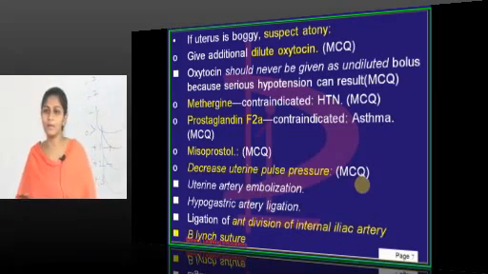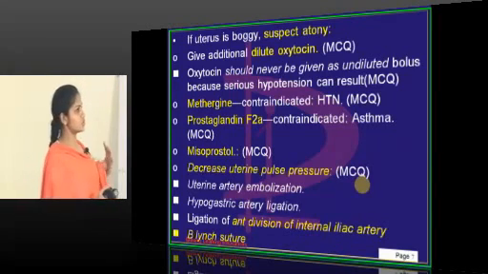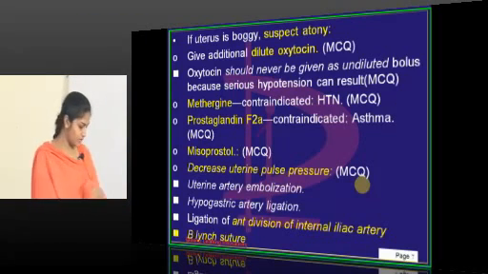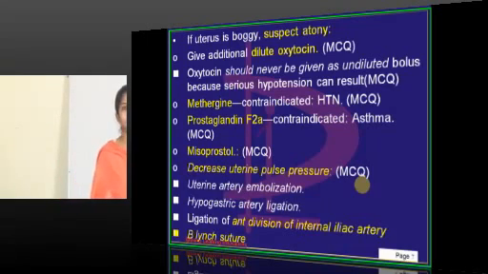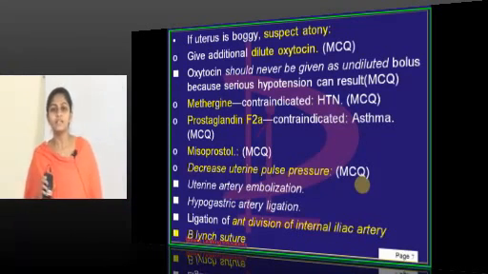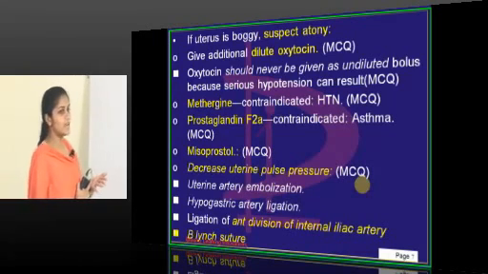Active management, what do you mean by active management? One is oxytocin. Prophylactically, oxytocin is given. It is not given only after the patient lands in PPH; oxytocin is given even before the patient lands in PPH to prevent it. It is called prophylactic oxytocin. It is one of the management steps.